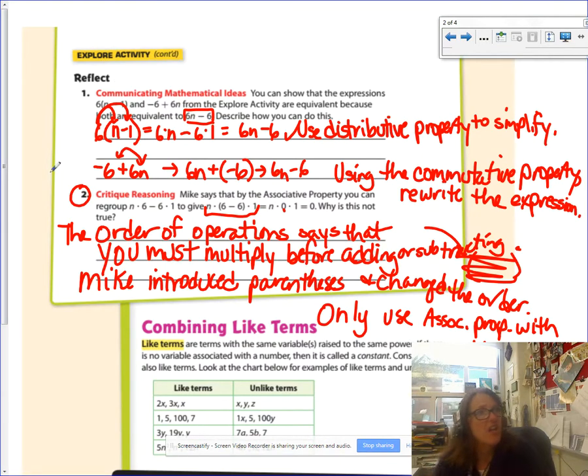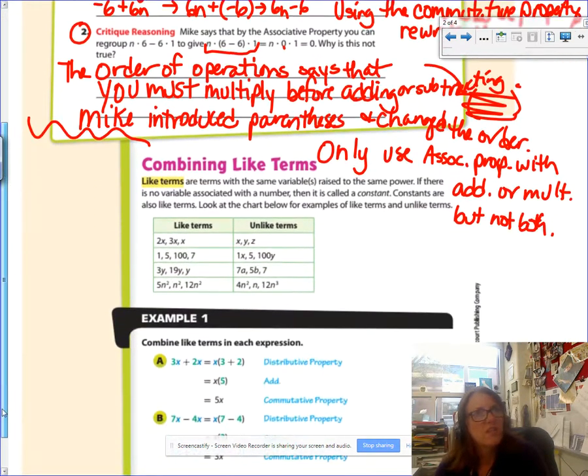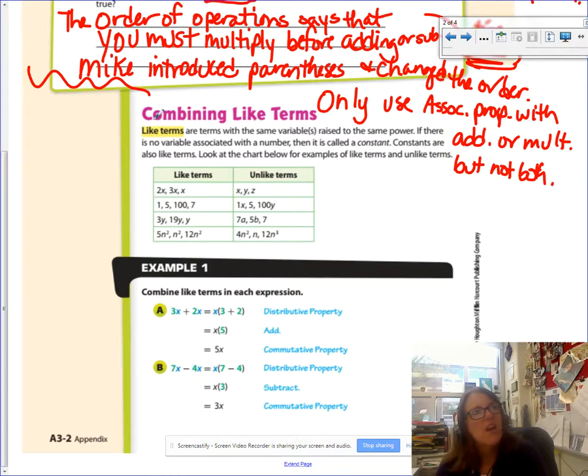Okay, all right, so if you want your property chart out, some of your problems today on the next page, you'll be employing the use of commutative, associative, distributive properties. I don't know if you'll get any of the inverses or identities, but it's always good to have that chart out. Now, the second chunk that we're talking about today is about like terms.